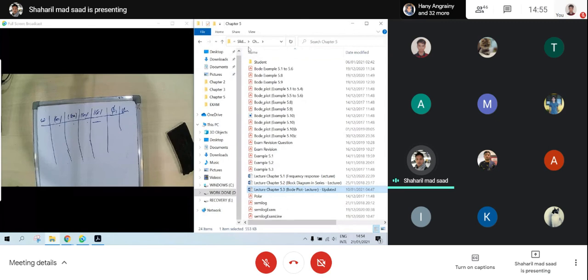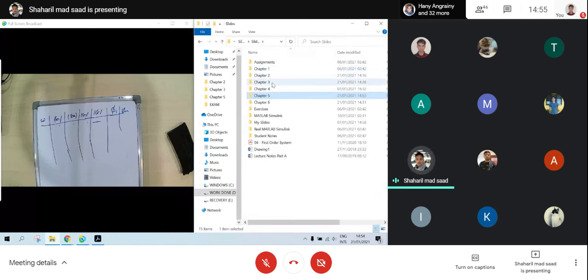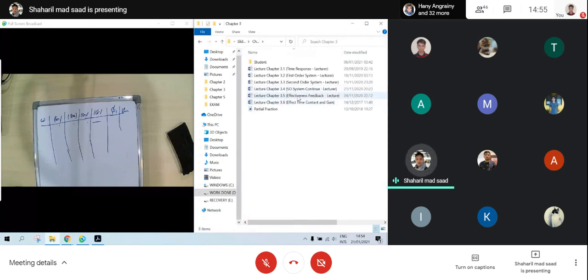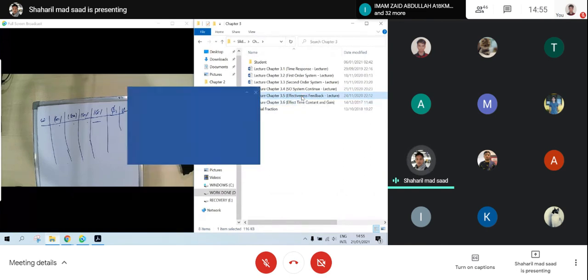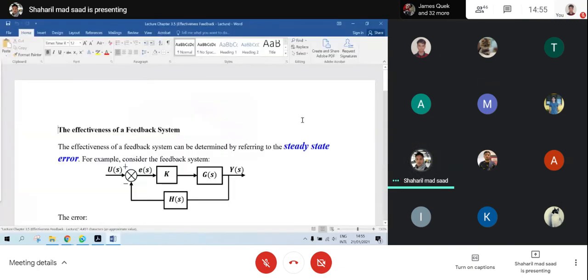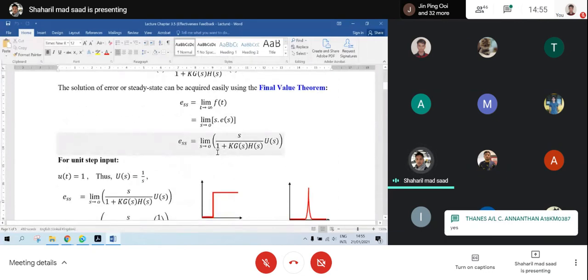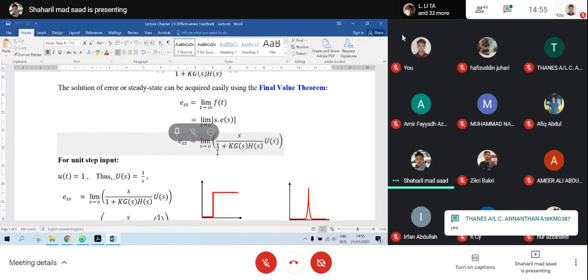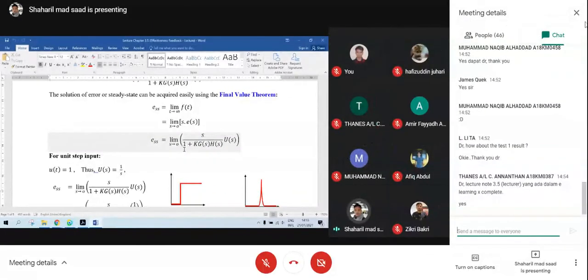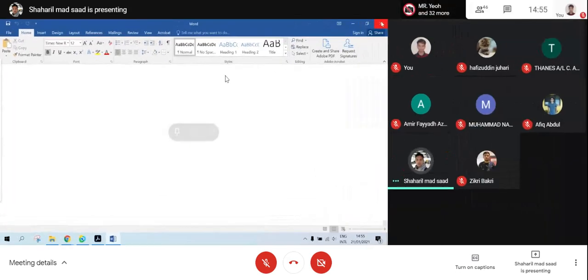Lecturer, 3.5 not complete. Apa 3.5? This one. Feedback. This one, effective feedback. Yang ini ke? Not complete because there is no solution. 3.5 ni dah bagi belum? Dah lama dah ni, saya pun tak ingat. Okay, if you want to get it, I can give it to you also.